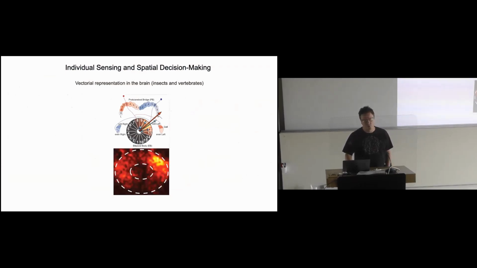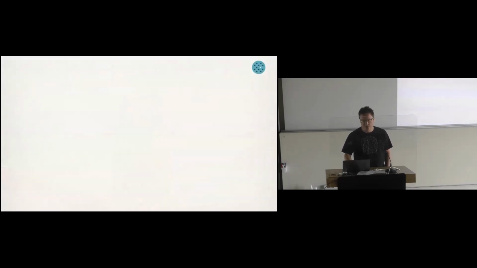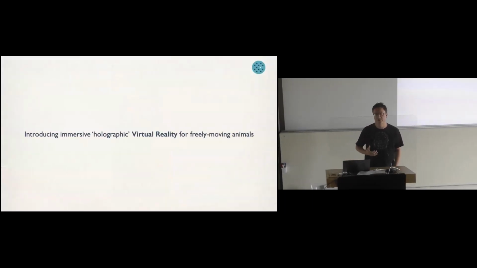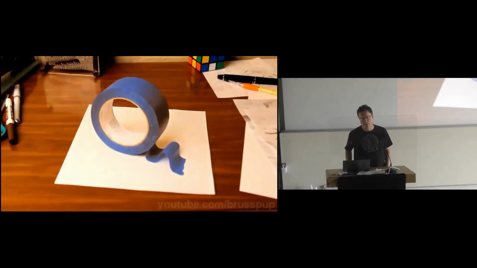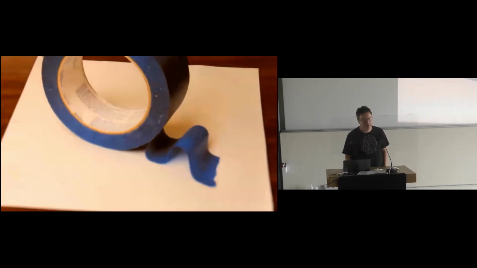But to study this is quite challenging, doing conventional experimentation. So to really play around with space and time in new ways, we created an immersive holographic virtual reality for freely moving animals. We obviously can't put headsets on juvenile zebrafish that are less than 1 centimeter long. But what we can do is exploit an old illusion called the anamorphic illusion.